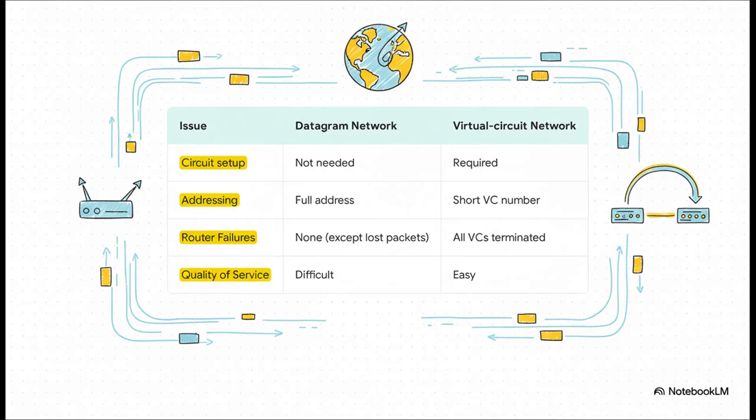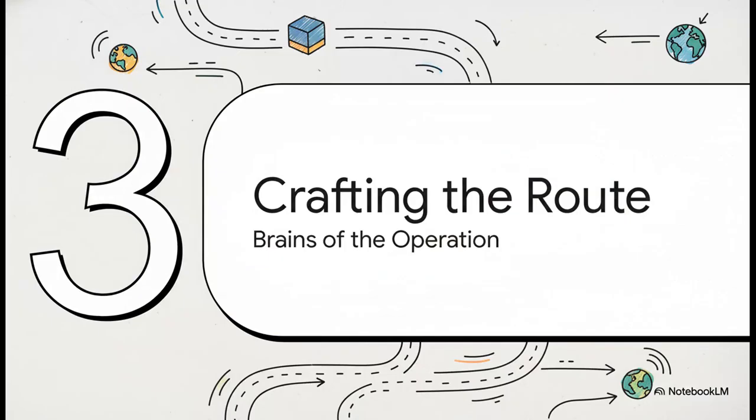And this table really highlights the crucial trade-offs. The postcard method is super robust. If a router fails, packets just find a new way around it. But trying to guarantee quality for something like a video call, that's really difficult. The phone call method is the exact opposite. It can easily guarantee that quality, but if just one router on its path fails, the whole connection is lost. The call drops. So we know packets need a route, but how is that best path actually calculated?